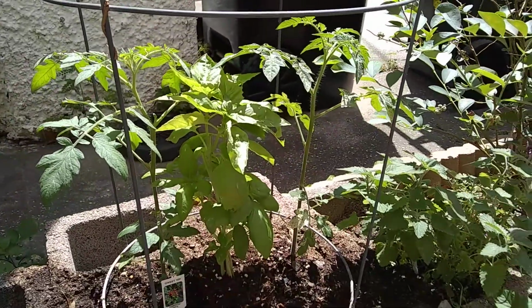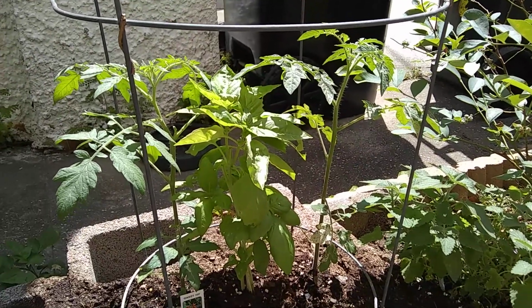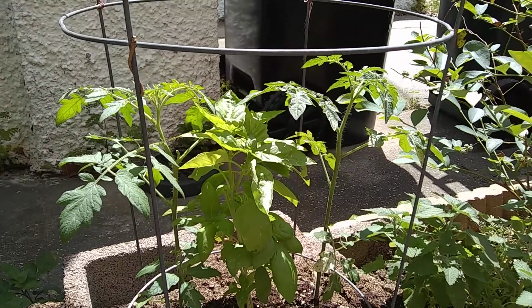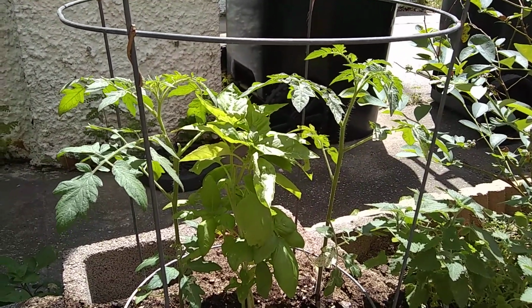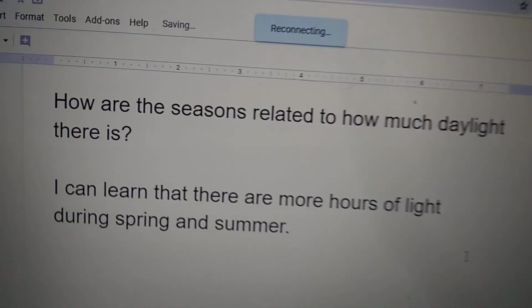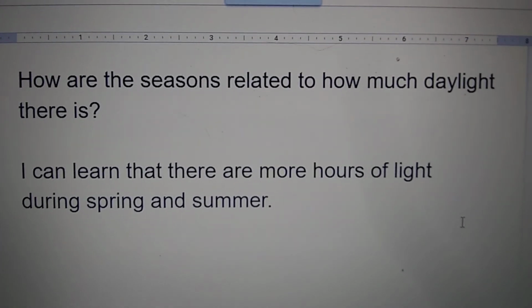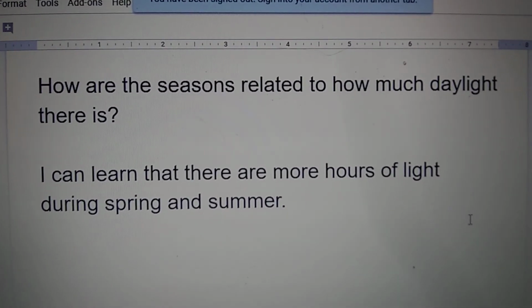Here's my little tomato plants. Hopefully I'll get lots of tomatoes, and there's a basil plant in the middle. That's supposed to help get rid of the bugs. So not only do the flowers bloom, but you get lots of bugs when spring opens up. So when you were little, you learned that spring was warmer, spring had flowers, but now that you're in first grade, they want you to learn something new.